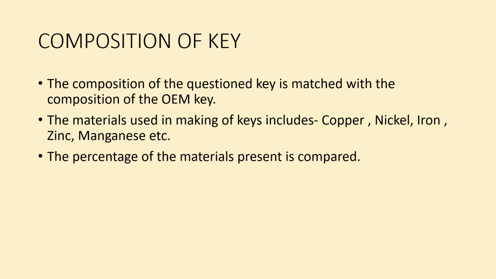Now comes the composition of the key. The materials that are used for the composition of a key include copper, nickel, iron, zinc, manganese, magnesium, etc. Other materials can also be present. The composition of the questioned key is matched with the composition of the OEM key, and this matching is done based on the percentage of the materials present in the OEM key.